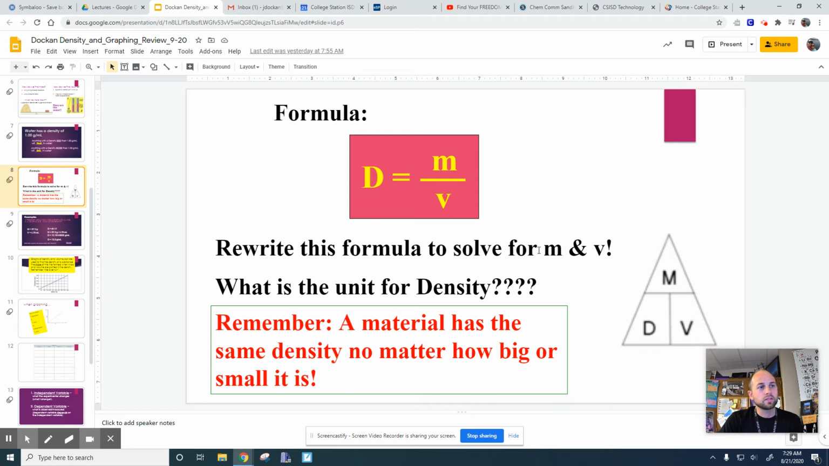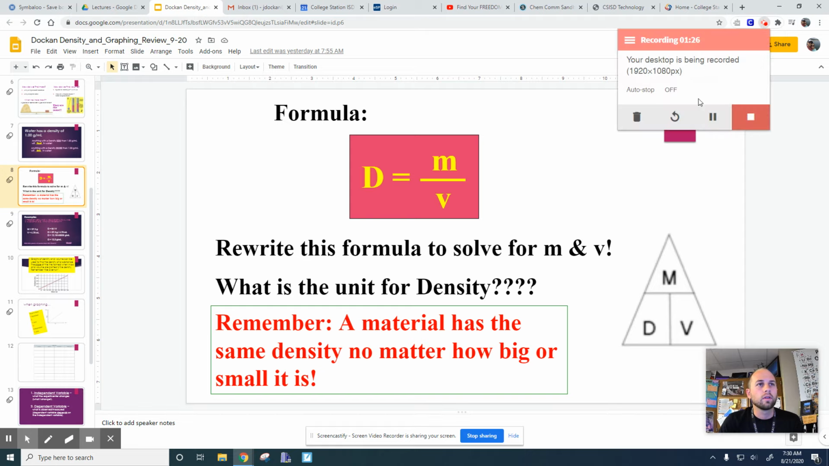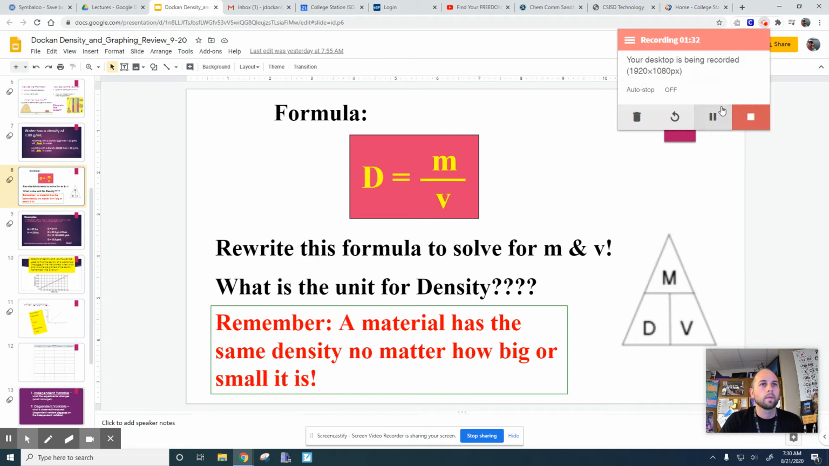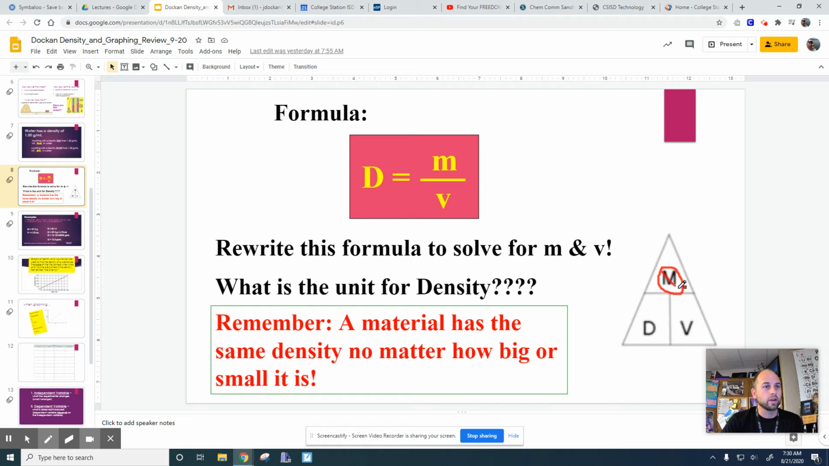We can rewrite this formula to solve for mass and volume. If we want to rewrite this formula to solve for mass and volume, I can use this triangle here. For instance, if I want to solve for mass, I would cover it up, and what's left on the bottom is density times volume. So if I'm solving for mass, that's going to be density times the volume. I want you to write that down in your notes if you would.